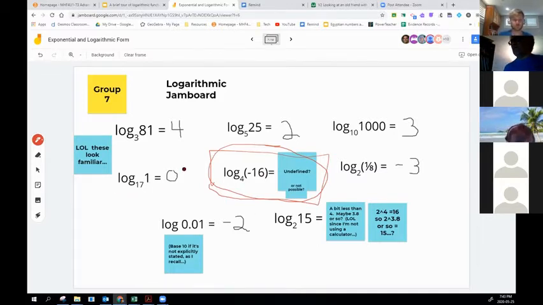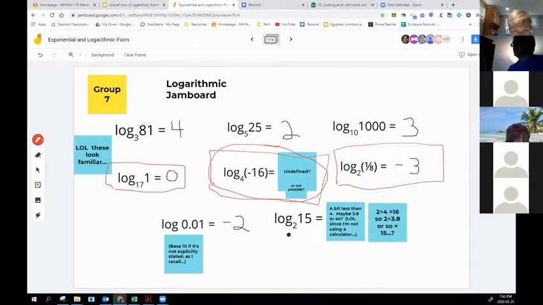The other ones, the logarithm of 1 of any base would be 0. The logarithm of a negative number does not exist. And then this is group 7. So let's stay with group 7 for a moment. They tell me the logarithm base 2 of 1/8 is 3. So would anybody in group 7 unmute yourselves and tell us what you saw here, please?